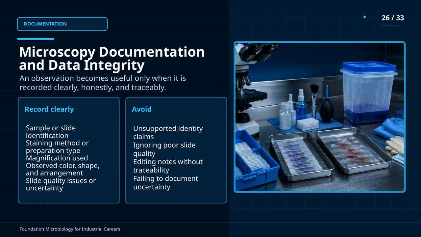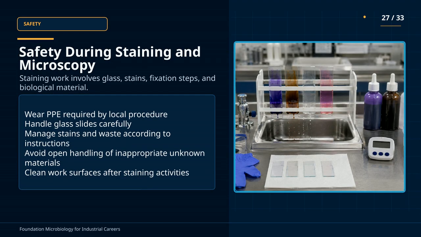A microscopy result becomes valuable only when it is documented clearly, honestly, and traceably. Record the sample identity, staining method, magnification, observed color, shape, arrangement, slide quality concerns, and any uncertainty. Safety during staining and microscopy includes careful control of glass slides, stains, heat or fixation steps, and biological material. Use the required protective equipment, manage waste correctly, and clean the work area after the activity.